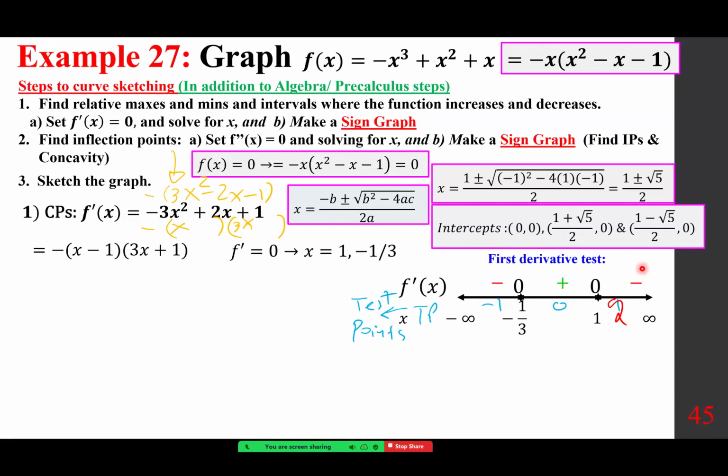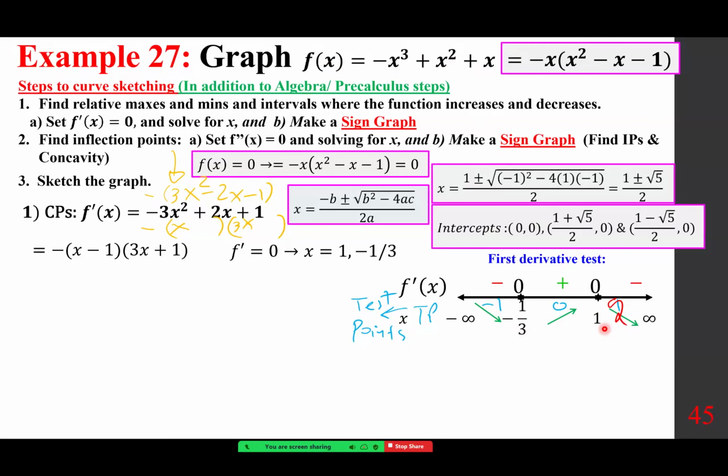Now let me throw in the arrows. Arrow down, arrow up. What does it mean? Arrow down, arrow up, local min. Arrow up, arrow down, local max. And so local minimum occurs at this point. We have to plug it back into the function to find the y-coordinate. Local max occurs at this point.